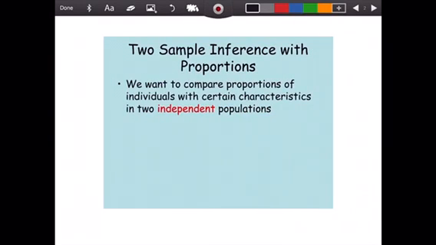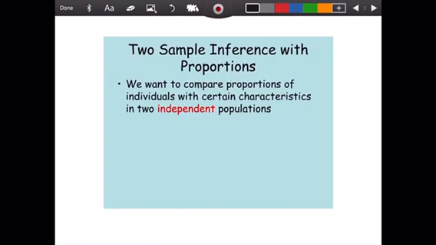Our goal here is to compare the proportions of individuals with certain characteristics in two independent populations. Another thing that we could do is look at two independent populations and compare the percentage of people who maybe want to vote for a particular presidential candidate.